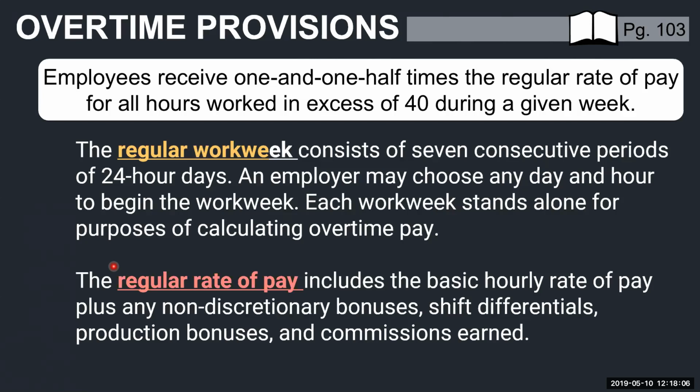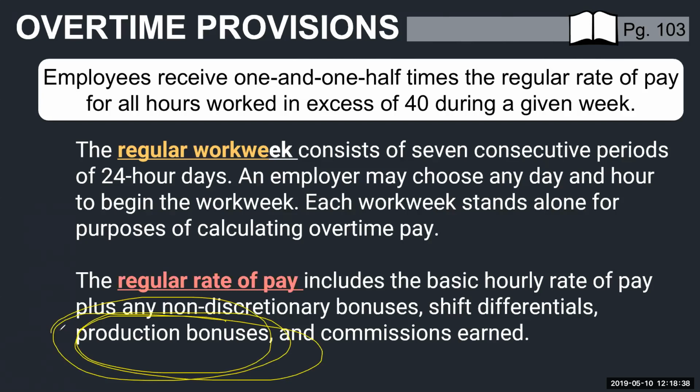And then, and this is really the kicker, there's the regular rate of pay. Overtime applies to the regular rate of pay. What is the regular rate of pay? It is the hourly pay, $10 an hour, $15 an hour, whatever it is, plus non-discretionary bonuses, plus shift differentials, plus production bonuses, and commissions earned.